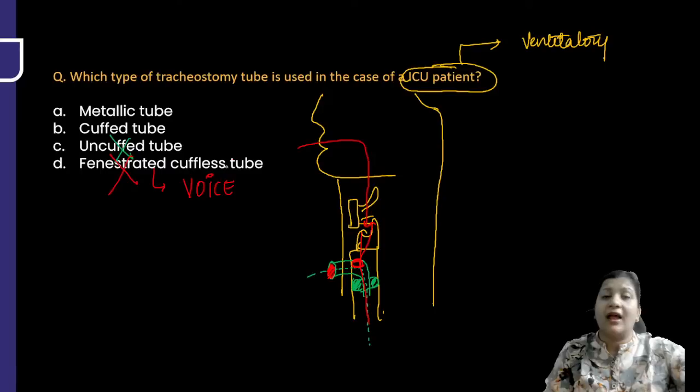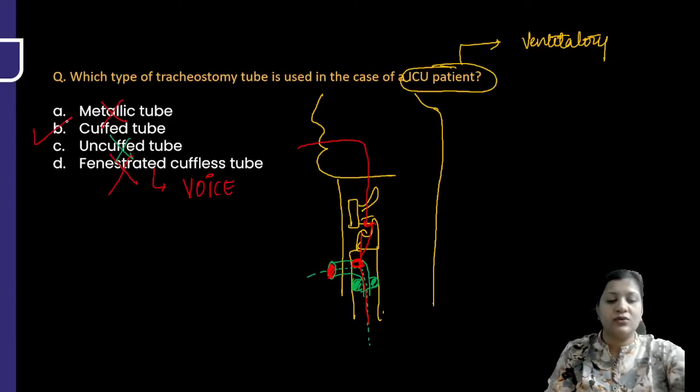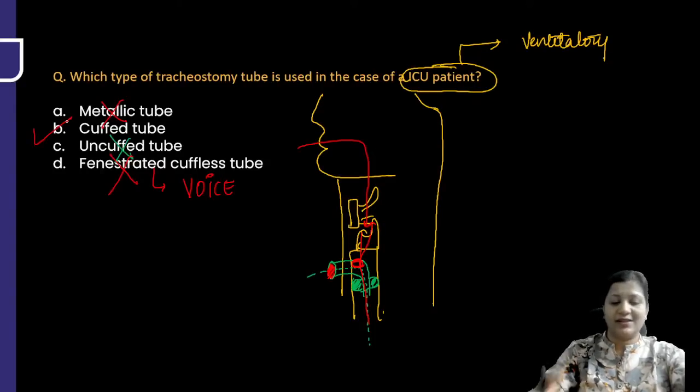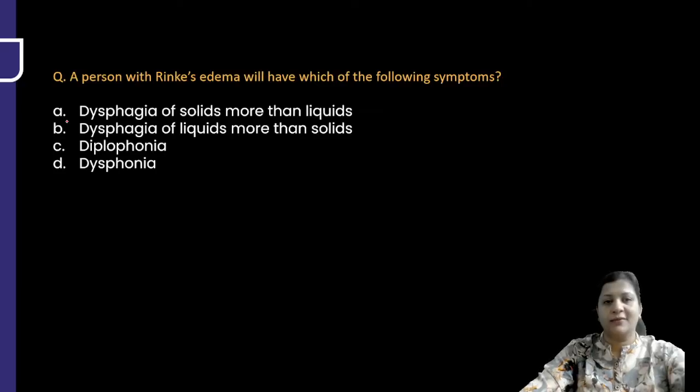A metallic tube in an ICU patient is again difficult because your ventilator circuit usually cannot fit on a metallic tube. So the answer that you will use will be a cuffed tracheostomy tube. So I think everyone's answered the same thing. So very, very good.